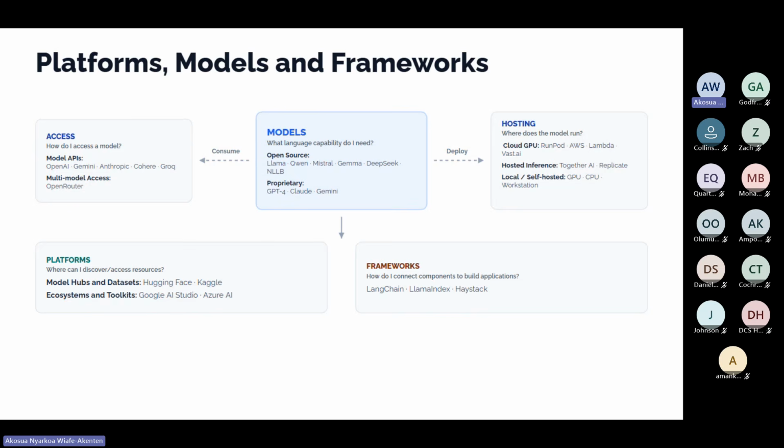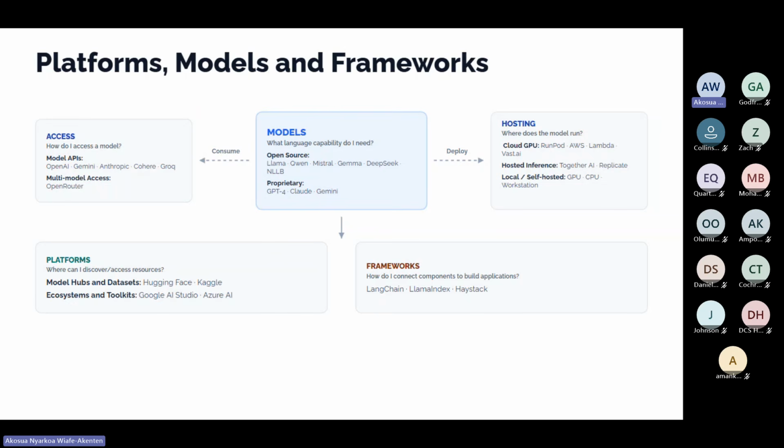And then you can also use some other AI ecosystems and toolkits. You can consider Google AI Studio, Azure AI, and AWS, Amazon Web Services. These platforms can give us access to models, development tools, data sets, computing resources, or other services that we may need while developing our solution. And then finally, we can think about frameworks.